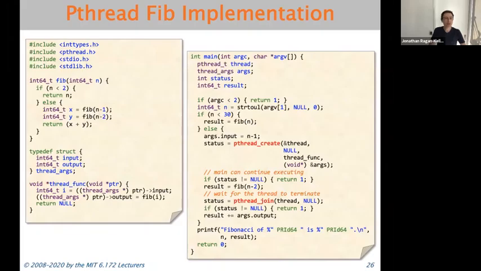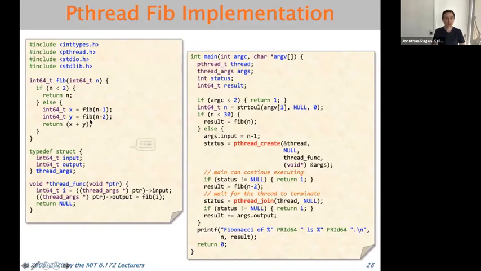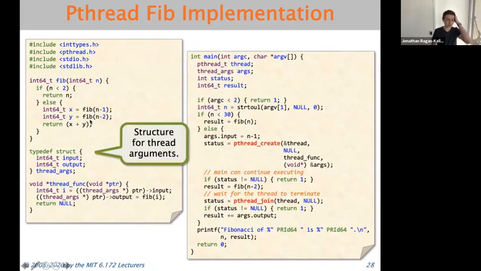Now, if we want to use that to parallelize our Fibonacci code, we get something like this. This was just our original simple, recursive Fibonacci routine. We're also introducing a new data structure for passing the arguments, because remember, we have to pass them in a single void star pointer, so we need to pack both the input and output values from that function into a struct. That's the struct we're going to use to do it.